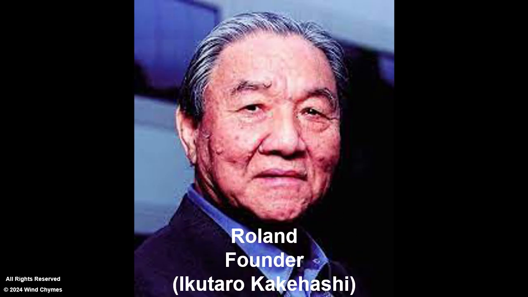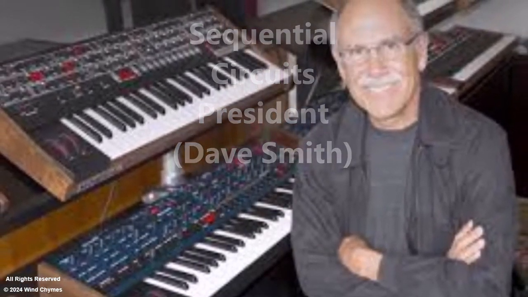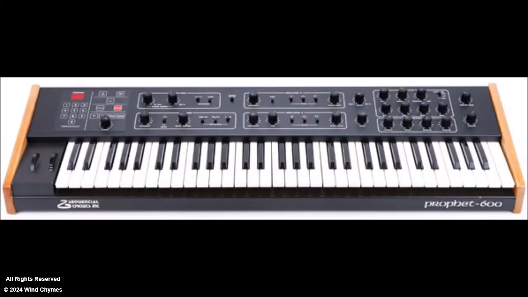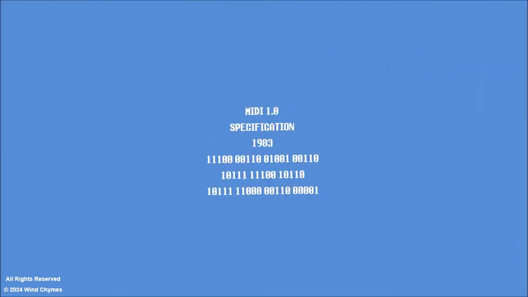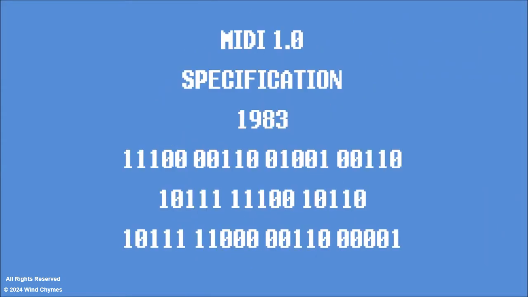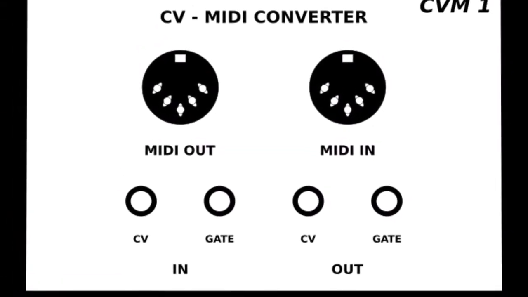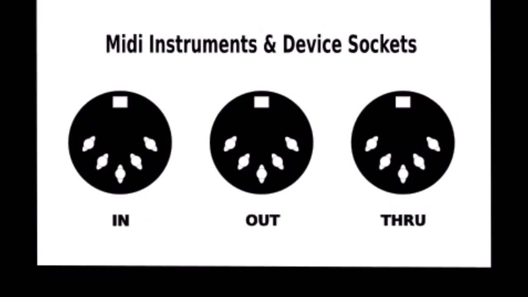Then Roland founder Ikutaro Kakehashi, with Sequential Circuits president Dave Smith and Sequential Circuits engineer Chet Wood, came up with the MIDI interface circuit around 1982. The first keyboards to install the basic MIDI interface were the Prophet 600 and Roland Jupiter 6 in 1982. Then the MIDI specifications and other manufacturers followed within 1983. CV to MIDI interfaces had to be made to sync the old synthesizers to the new MIDI instruments and devices by MIDI clock control data, but that's a whole other subject altogether.